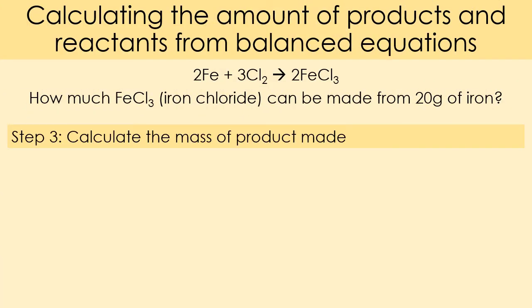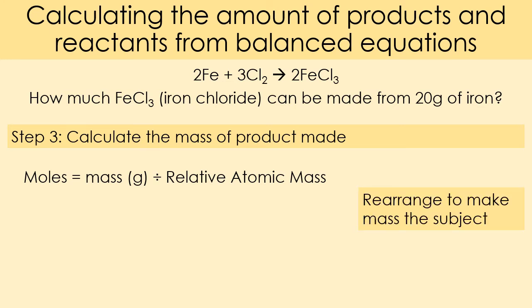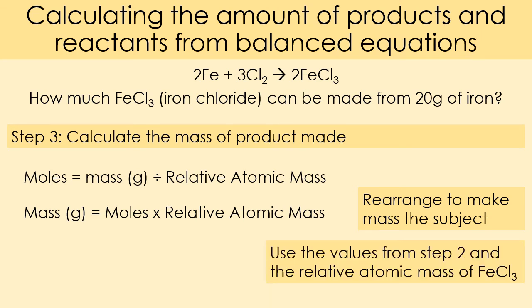Step 3, we need to calculate the mass of the product made. And we're going to use our equation again. Our moles equals our mass in grams divided by our relative atomic mass. Now we need to find the mass, so we need to rearrange the equation to make mass the subject. And that gives us our mass in grams equals our number of moles times by our relative atomic mass. We can now use the values from step 2 and the relative atomic mass of FeCl3. That again, we'll need to use our periodic table.